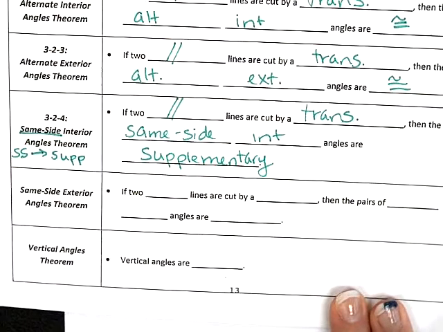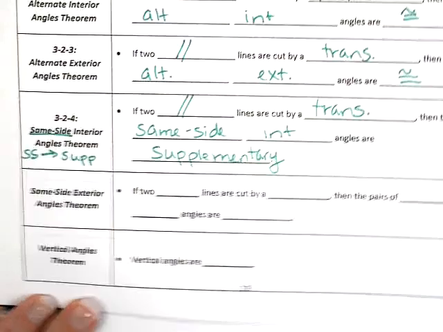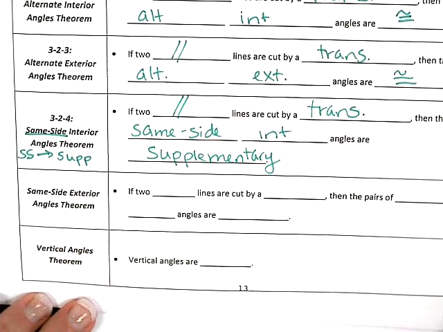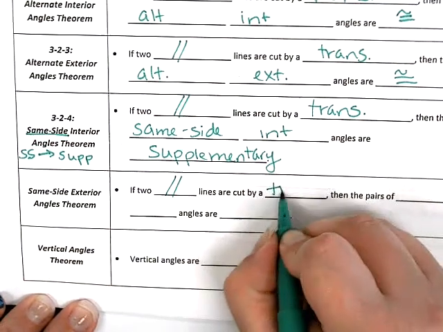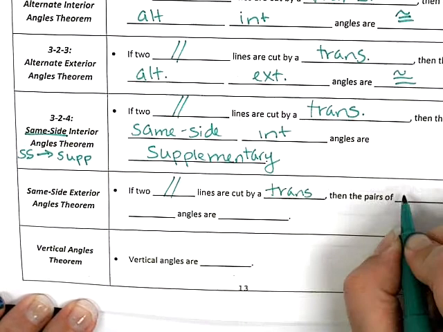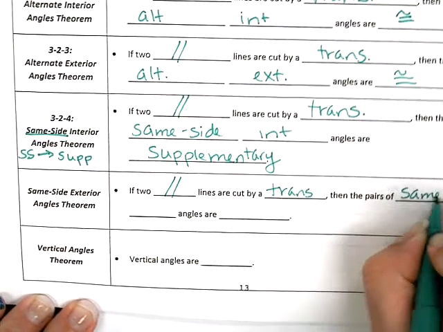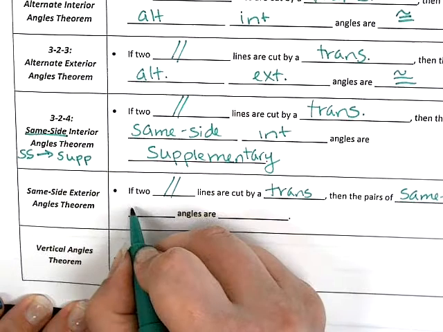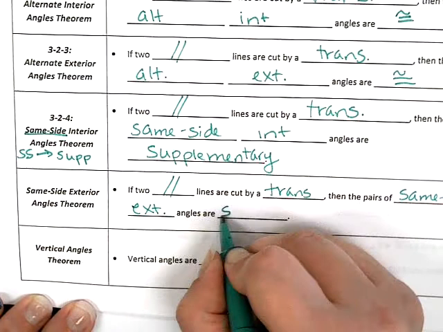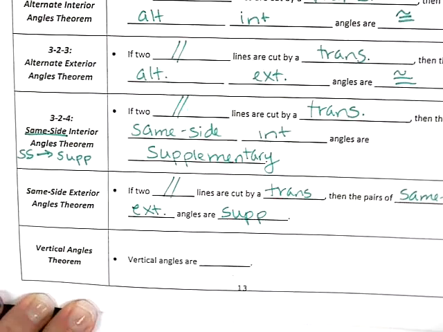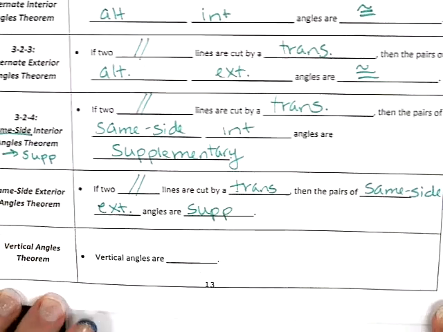All right, so alternate interior, alternate exterior, and corresponding, those three are always going to be congruent when we have parallel lines. Then when we look at parallel lines and we have same side interior angles, they are supp. And two parallel lines cut by a transversal also give us same side exterior angles, excuse me, we just did interior. They are also going to be supplementary. Okay, they are going to add to 180 degrees.